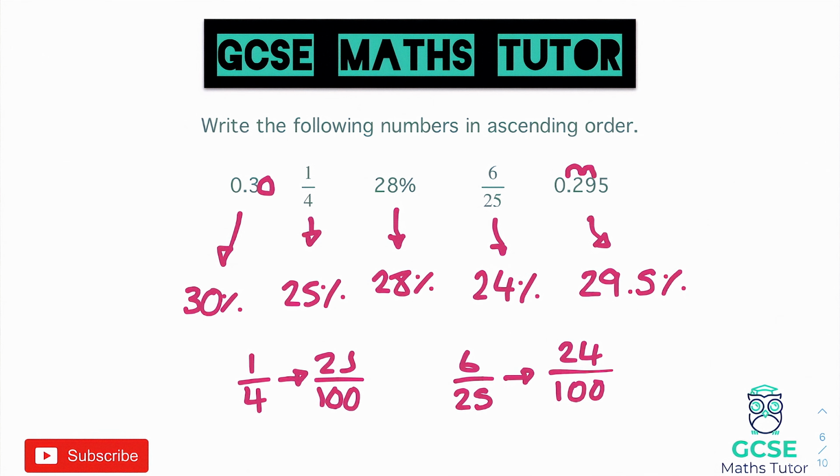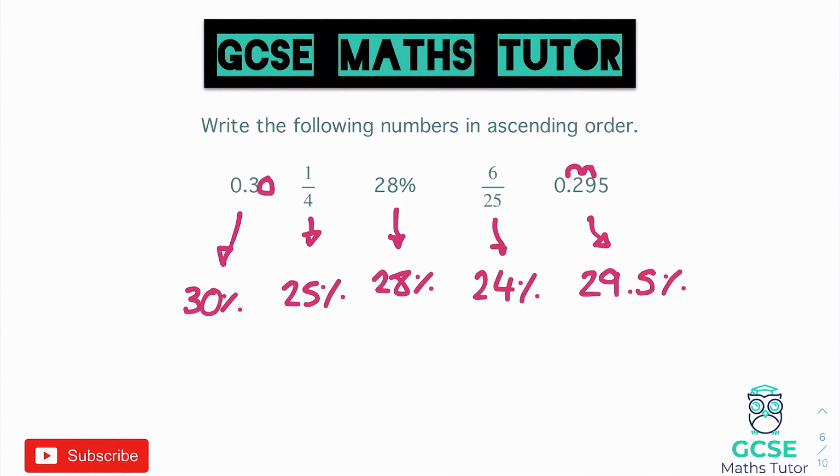So let's get rid of our working out and then let's think about which one of these is the smallest, and then we'll put them in order. Now when you're doing this question, it says write the following numbers in order. It doesn't say to write these percentages in order. So we do have to write the original parts of the question in the appropriate order. But before we do that, I'm going to order them from the smallest.